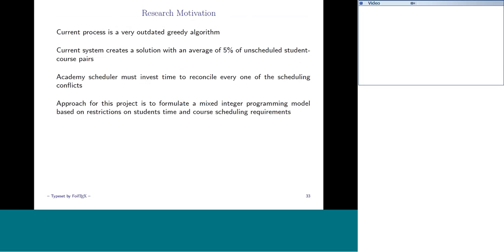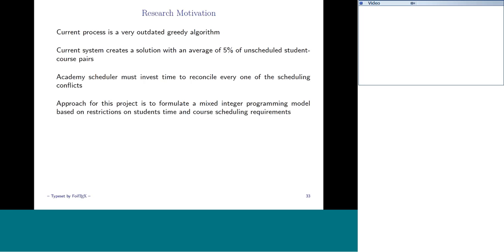There's a kind of outdated, greedy algorithm. It's quite undocumented. In fact, we showed it to a computer science professor, and he didn't even know what language it was written in. So anyway, with no documentation and no real way of knowing exactly what's happening, we forged on. The solutions usually leave about 5% of student course pairs unscheduled, and then the scheduler, a person, has to invest some time to reconcile every one of the scheduling conflicts.